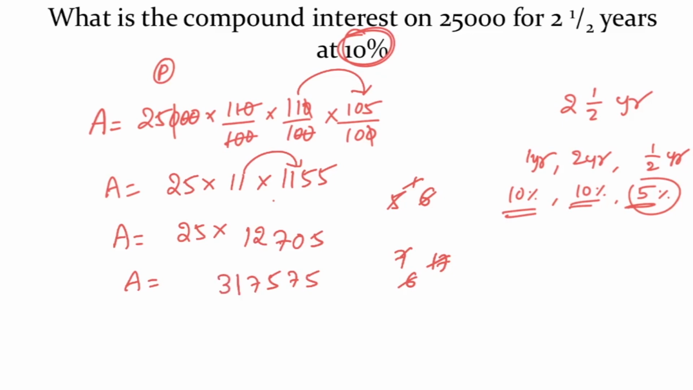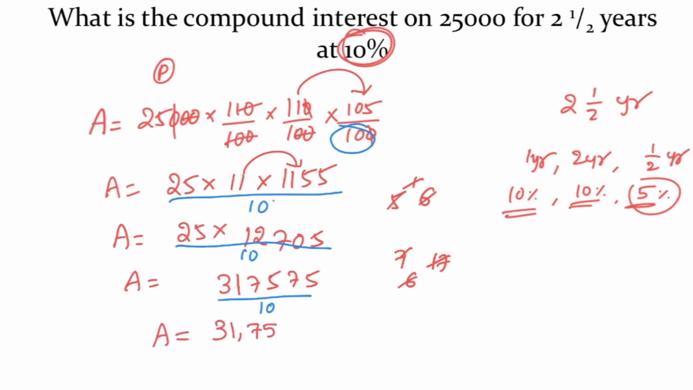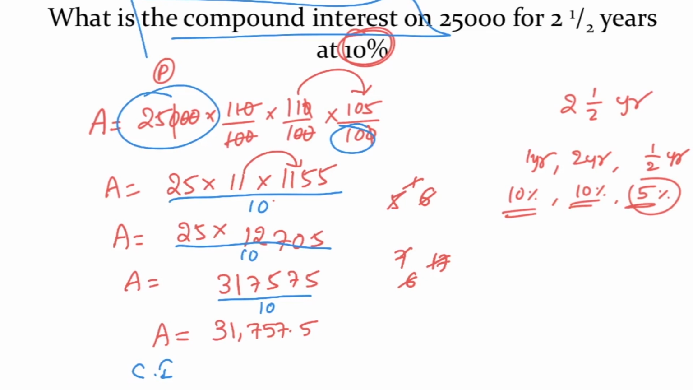317575, but there is 10 in denominator, so divide by 10. So total amount is 31,757.5. Requirement is compound interest or amount? Compound interest. So compound interest is equal to, on 25,000 rupees we are getting 31,757 rupees total. So there is 6,757.5 compound interest.